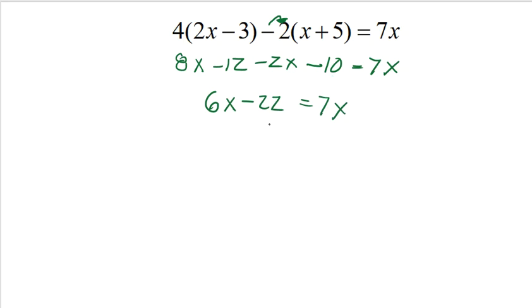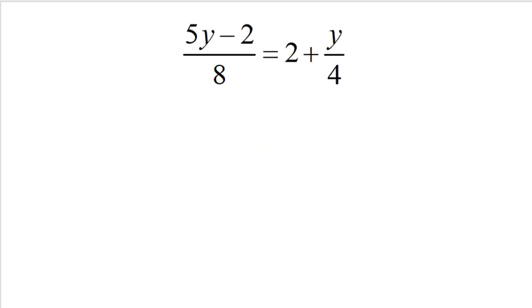All right, now at this point, you can move the 7x over. You can do whatever you want, right, as long as you get the right answer. But I'm going to move the 6x over. So negative 22 equals x. Oh, that was easy. 7x minus 6x is 1x. And there is your nice exact answer.